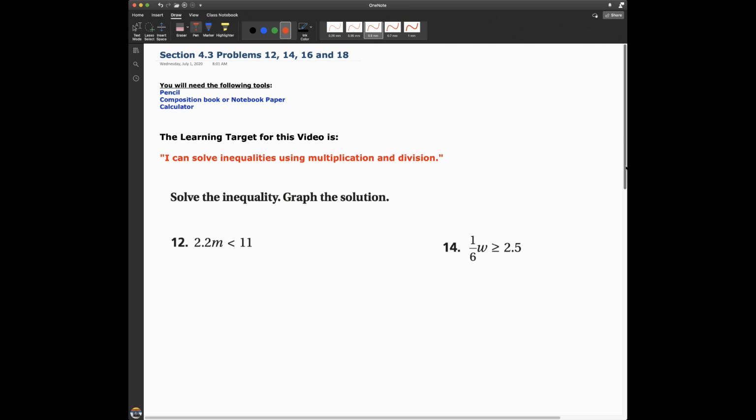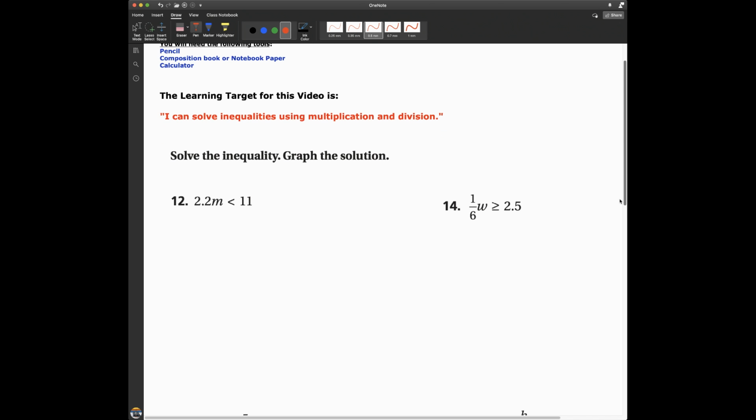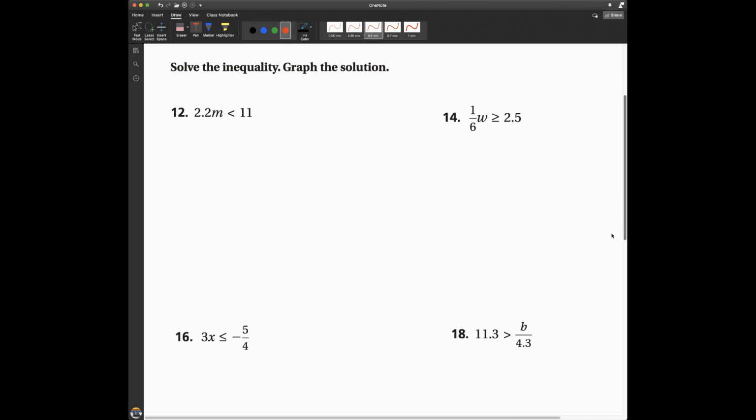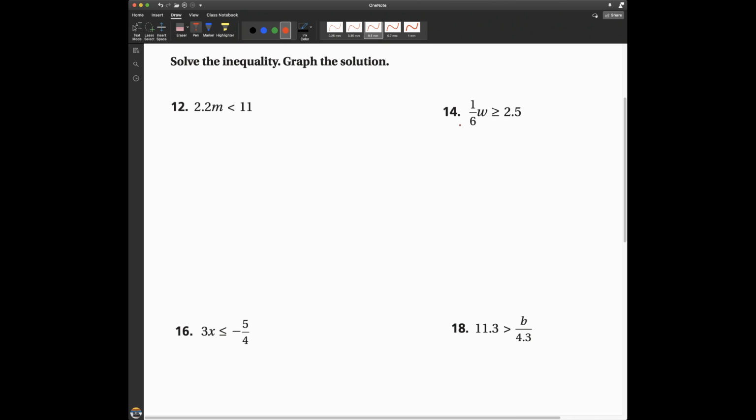Alright, so we'll just jump right in. Make sure you have your pencil, composition book, or notebook paper to take notes. You're probably going to need a calculator for this video, and the learning target for this video is I can solve inequalities using multiplication and division. So, the directions say solve the inequality, graph the solution. We'll get started with number 12.